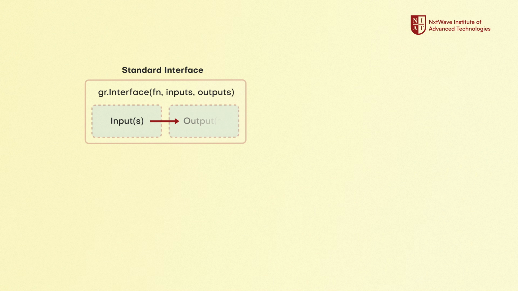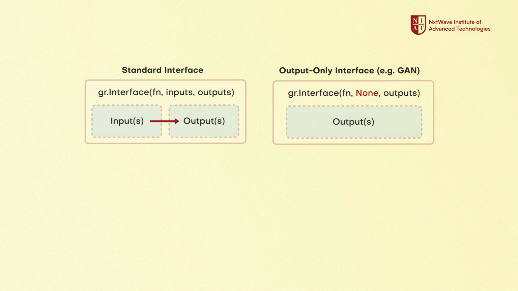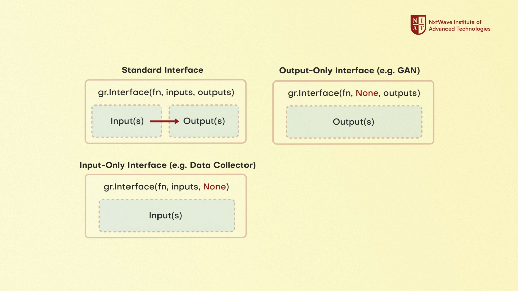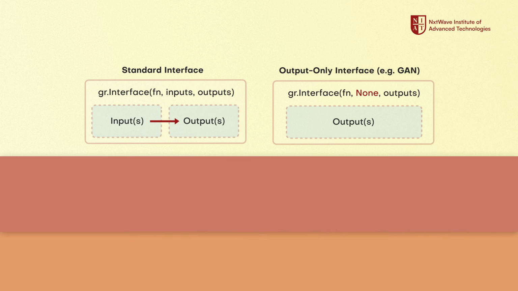So let's take a look at what types of interfaces you can build with Gradio. As you see on the screen, Gradio has a standard interface of inputs that determine the outputs. We have an output-only interface, for example, for GANs. We have an input-only interface, and we also have a unified interface with every possibility that you can build in Gradio. Let's understand them one by one.